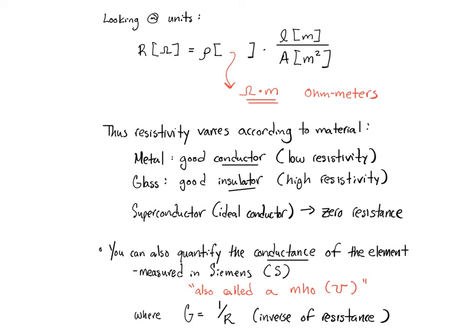You can also quantify what's called the conductance of an element. We usually do this when resistance is very small, say less than an ohm, for example. Conductance is measured in units of Siemens, which is a capital S. The old-school way of describing this is the mho, ohm backwards, where you just draw the ohm symbol upside down. Both of them mean the same thing, where conductance is just the inverse of the resistance.